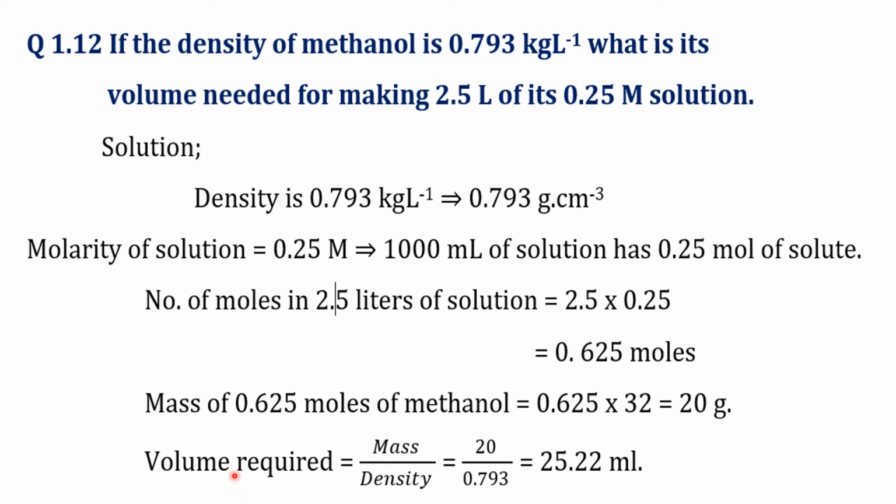Now volume required equals mass by density. Mass is 20 grams and density is 0.793, which is equal to 25.22 ml. So 25.22 ml of methanol is required to prepare the 2.5 liters of solution in water.